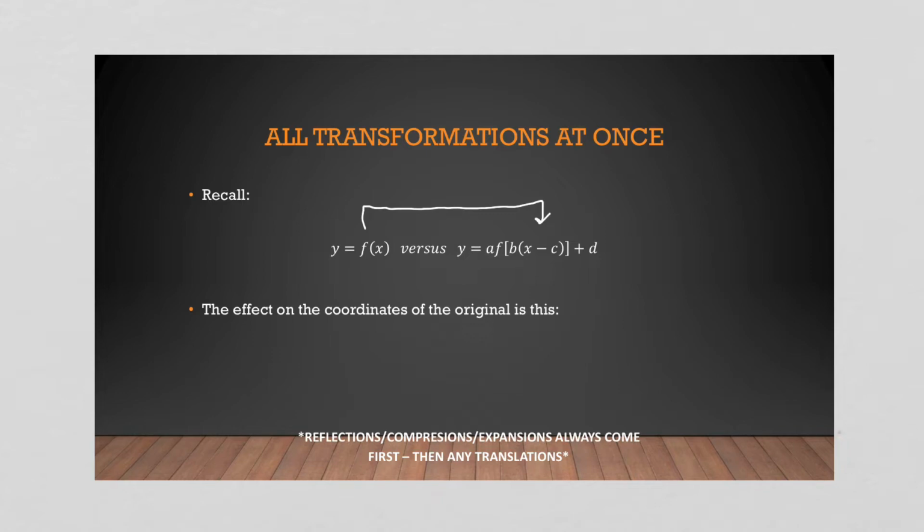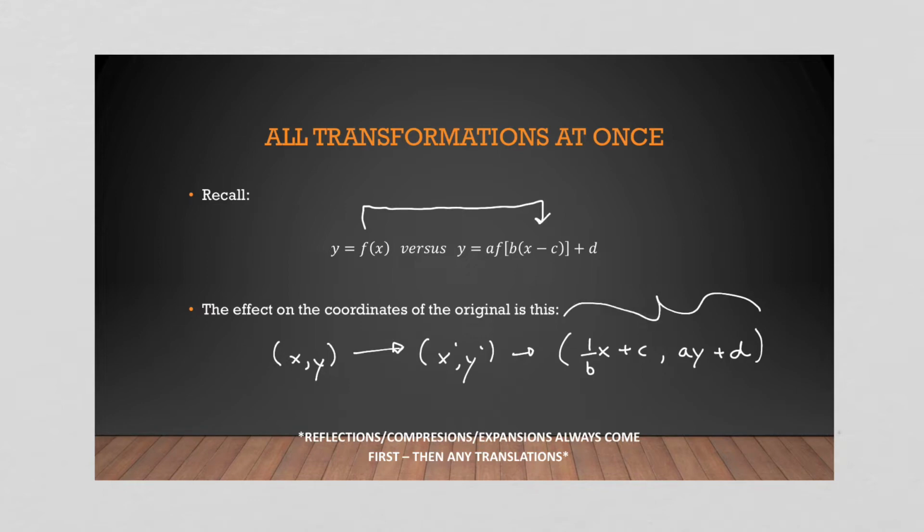So what happened to my coordinate point? If our original point is x comma y, and I'm going to explain this on the next slide, we get a new point, and we'll call it x prime, y prime. So that's my new point. What has happened is that my original x has been multiplied by 1 over b plus c, and then my new y value is my old y value multiplied by a, and then we add d. So a lot of questions I get is, why does this happen?